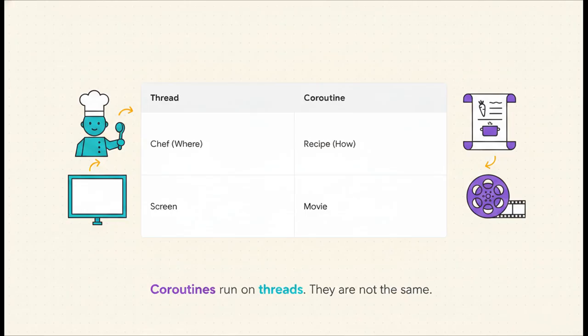Chop onions, boil water, bake for 30 minutes. But the recipe can't cook by itself. It needs a chef. Recipes run on chefs, but recipes are not chefs. Just like coroutines run on threads, but coroutines are not threads. Another way to visualize it, a thread is a movie screen, and a coroutine is a movie. Movies run on screens, but movies are not screens. The exact same screen can show different movies, and the same thread can run different coroutines. That is the relationship. They are related, dependent, but fundamentally different things.